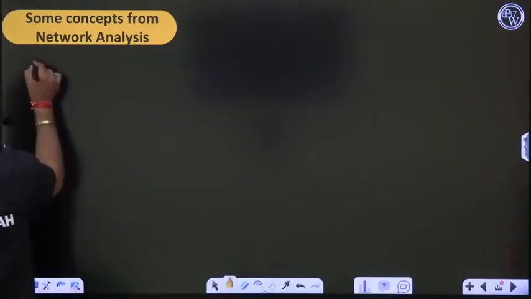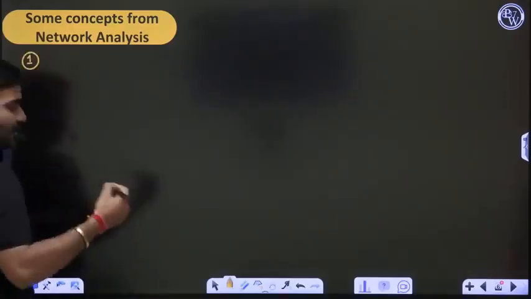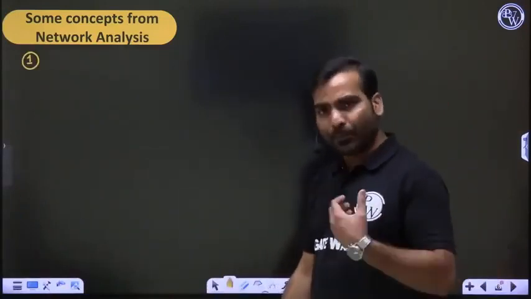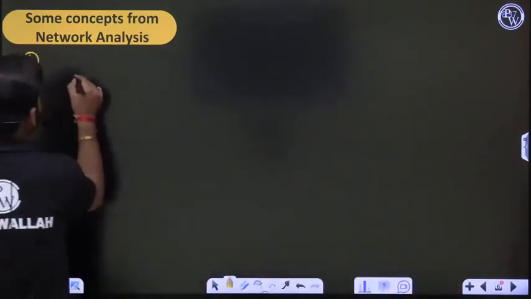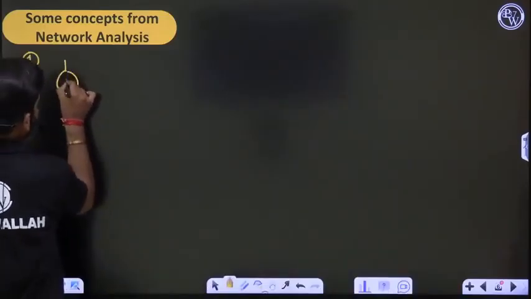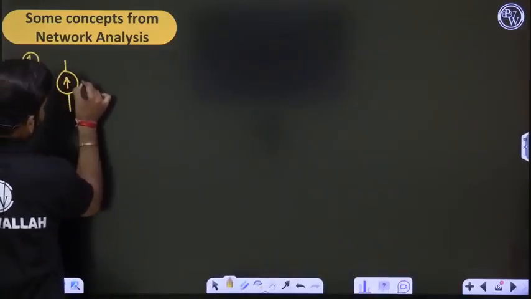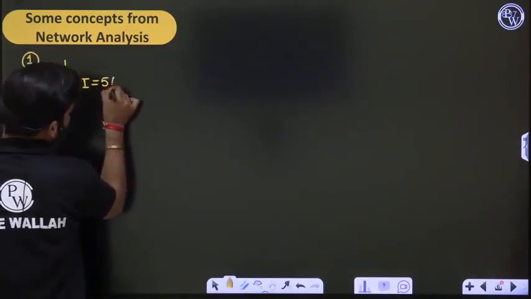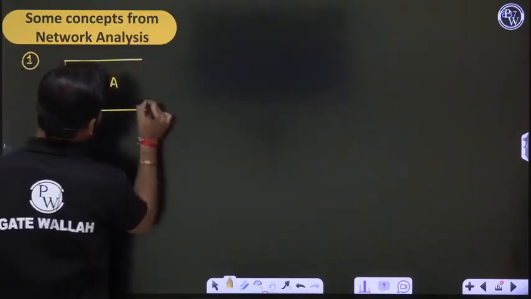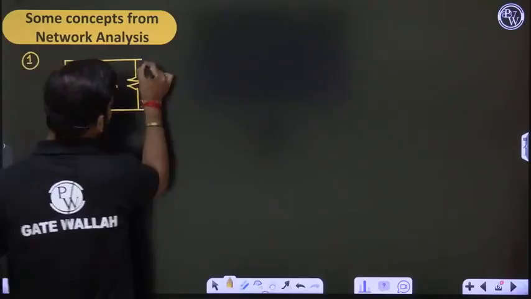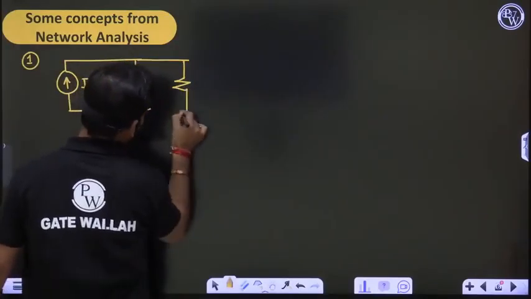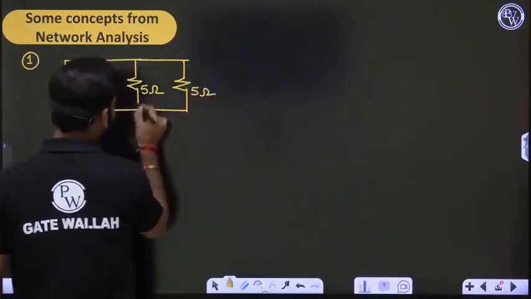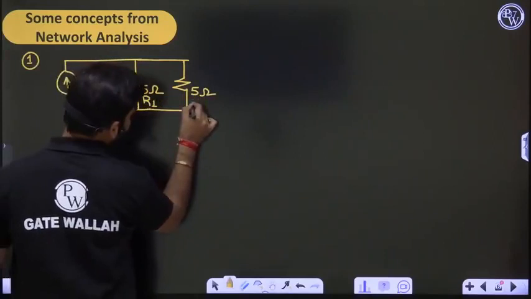For network analysis, one of the concepts is voltage division and current division. You should know the current division rule and the voltage division rule. Suppose in a network you have some current. This is a current source, and its current is I. You have two resistors in parallel, like that. Suppose this is a 5 ohm resistor. I am just giving names: this is R1 and this is R2.